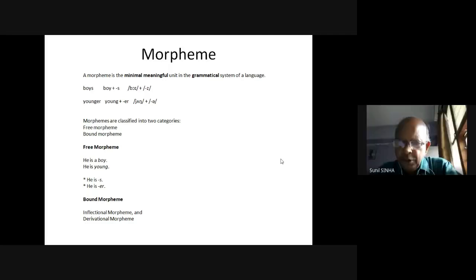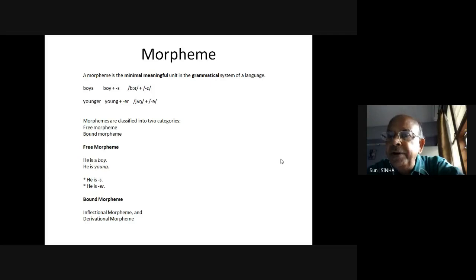Now let's look at participants. Now I'm addressing you. Now he is S. He is ER. Can we say that S cannot stand alone in a sentence? ER cannot stand alone in a sentence. But they are morphemes. S is a morpheme and ER is also a morpheme. And so, though they are morphemes, they are not free. We call them bound.